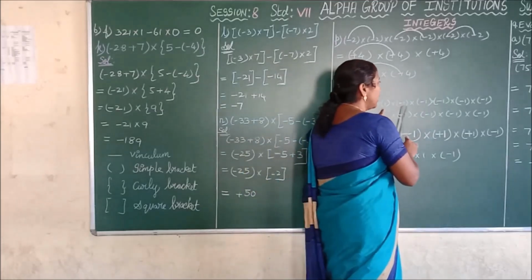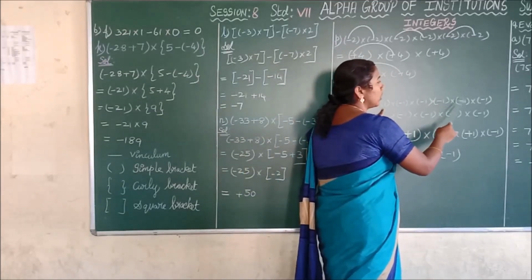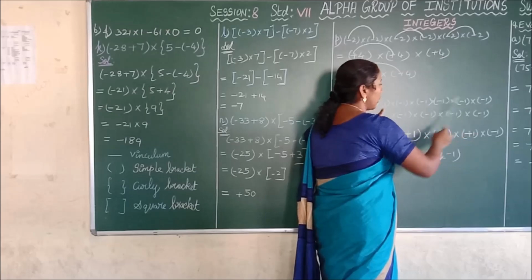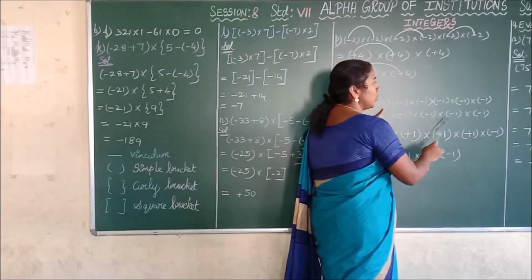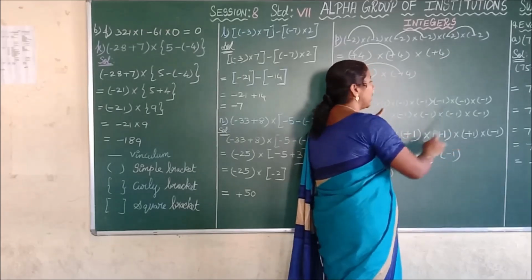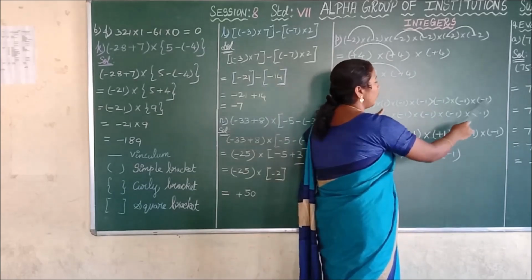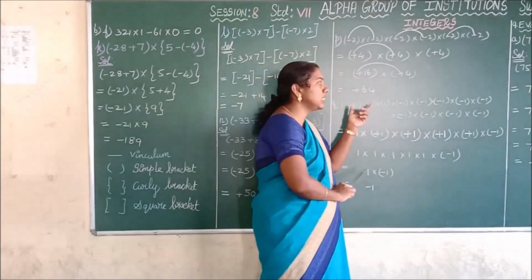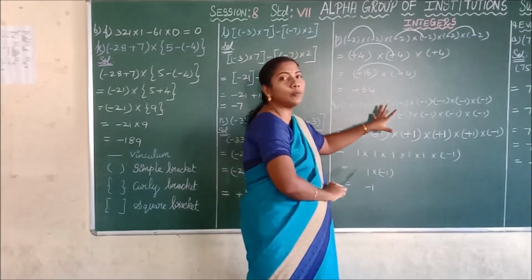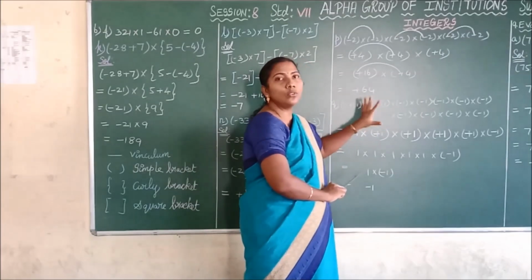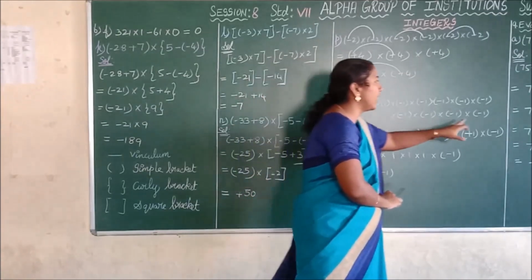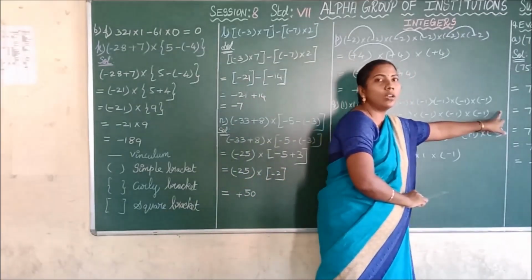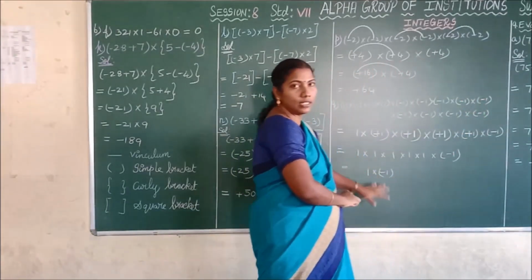See here: minus 1 into minus 1 into minus 1 into minus 1 into minus 1 into minus 1 into minus 1 into minus 1 into minus 1. How many times? 1, 2, 3, 4, 5, 6, 7, 8, 9 times you have minus 1. It is a very simple sum. You can do it in a single step itself. Those who know the answer can write it here itself. Those who do not know the answer, see the steps here.